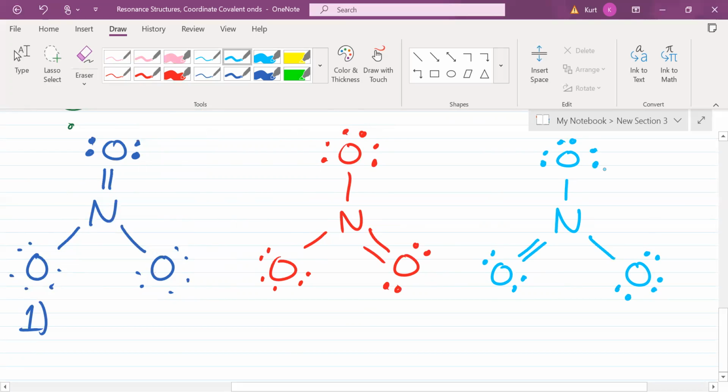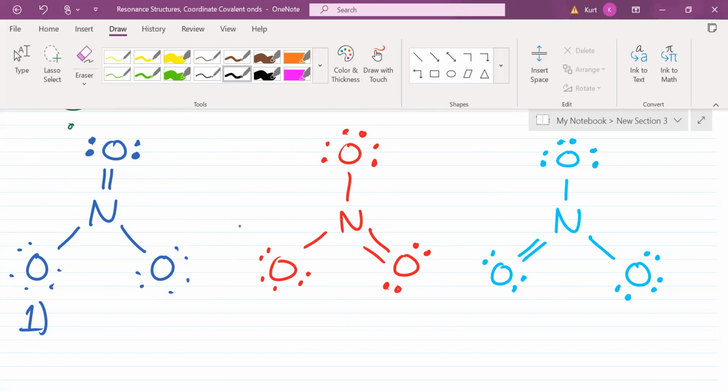Those are the 3 resonance structures for this particular ion. When you're drawing it, it doesn't really matter where the coordinate covalent bond is. You just have to know why it's there. Are those like what isomers are?